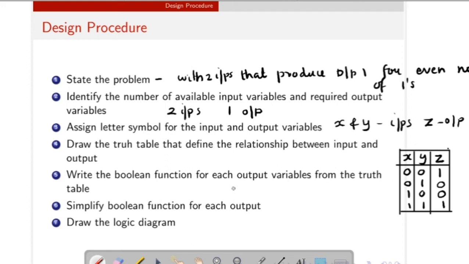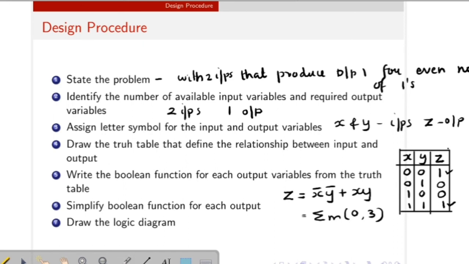Then next is write the Boolean function for each output variable from the truth table. Here there is only one output variable, so write the expression. To write the SOP expression, we take output equal to 1. Output is equal to 1 for the minterms x bar y bar and xy. So the expression is x bar y bar plus xy, or we can write it as sigma m of 0, 3.